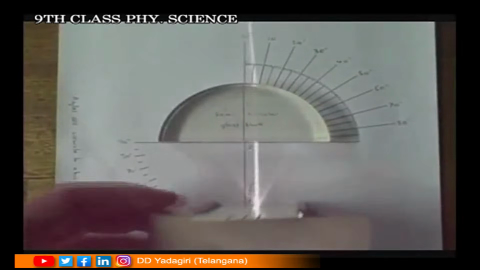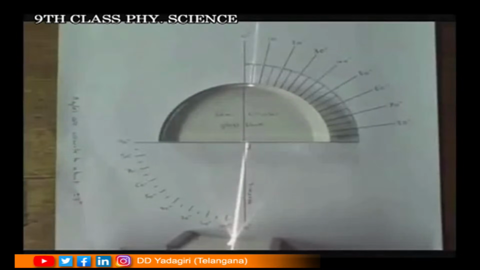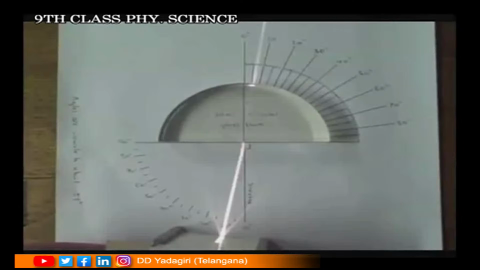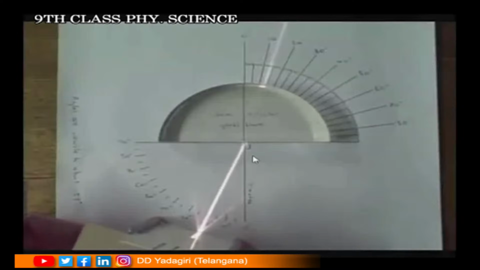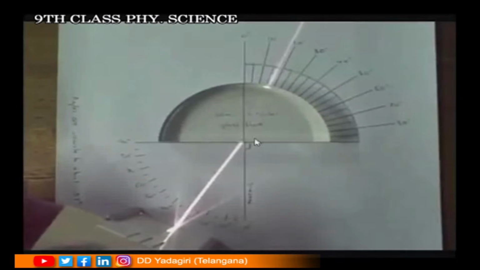Now, focus a laser light. When laser light is passing through the normal, it goes undeviated. But when the laser light is put at an angle, then there is refraction suffered. Let us see once again. This is the normal, this is the incident ray, the angle between the normal and the incident ray is called angle of incidence.